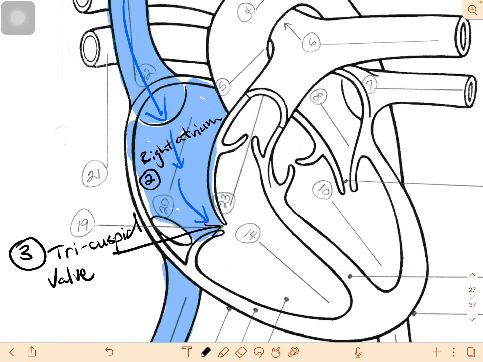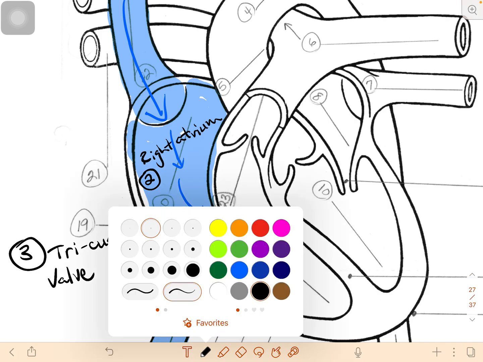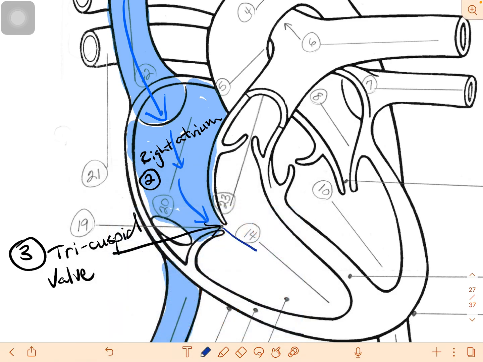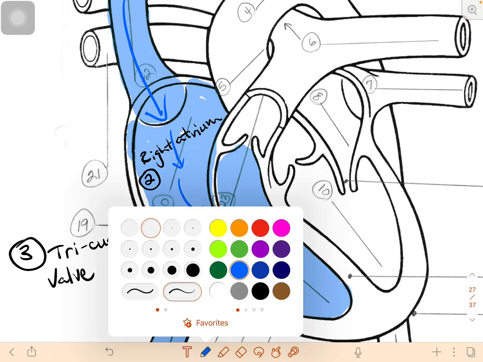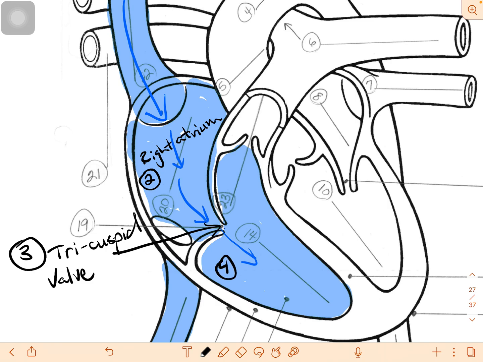All right, and the tricuspid valve ensures a one-way motion, just like we talked about in the notes earlier, to the next portion of the heart here. This portion of the heart is still deoxygenated, guys, right? We still haven't gotten any oxygen. And this is number 4, the right ventricle.